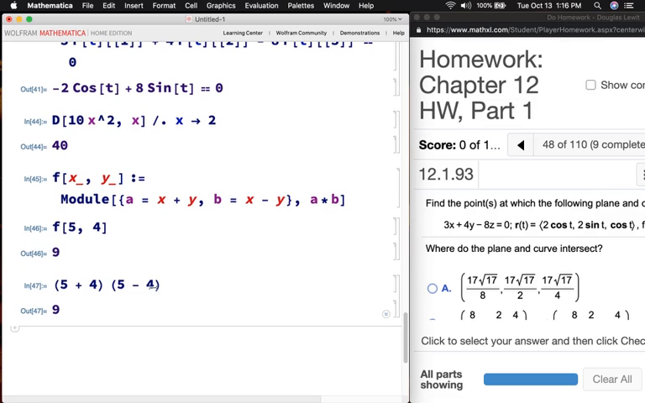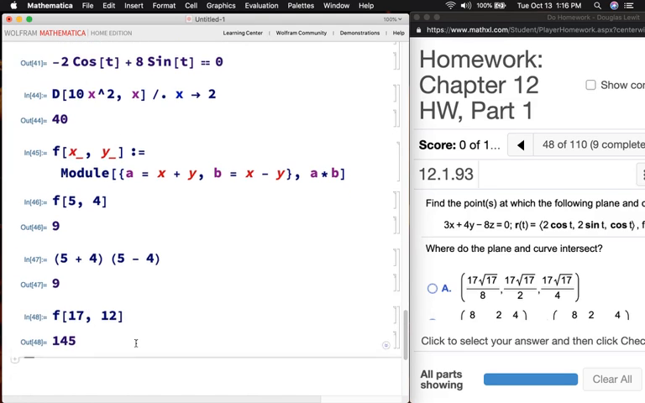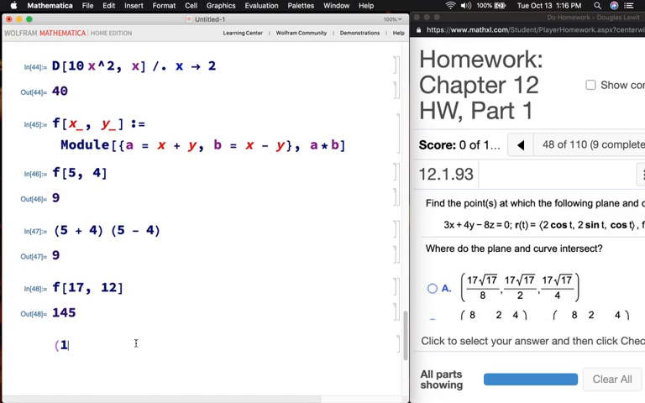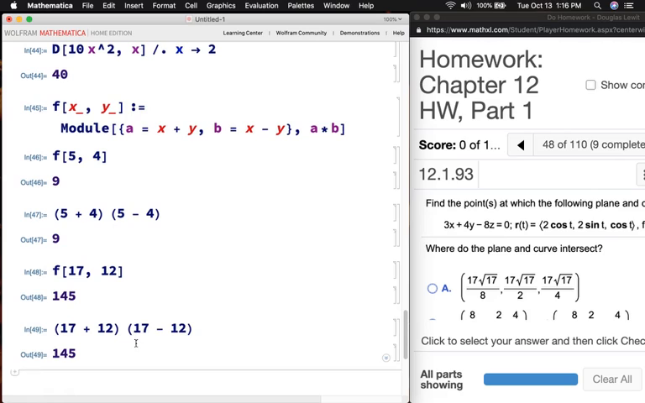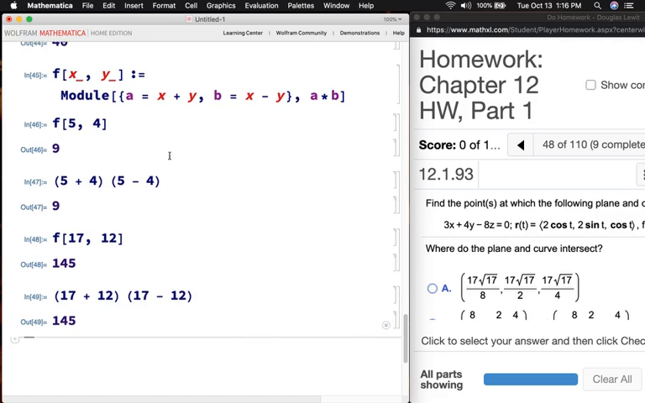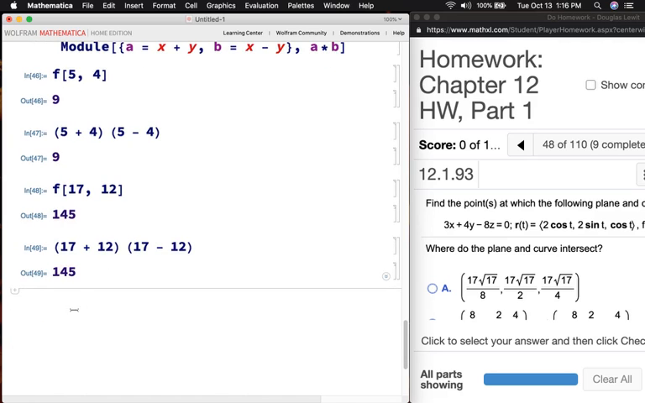Okay, let's try it again. F of 17 and 12. It's 145. Is that true? 17 plus 12 times 17 minus 12, that's 145. So you can use Module to declare local variables, which is very convenient. Okay, so let's try this.